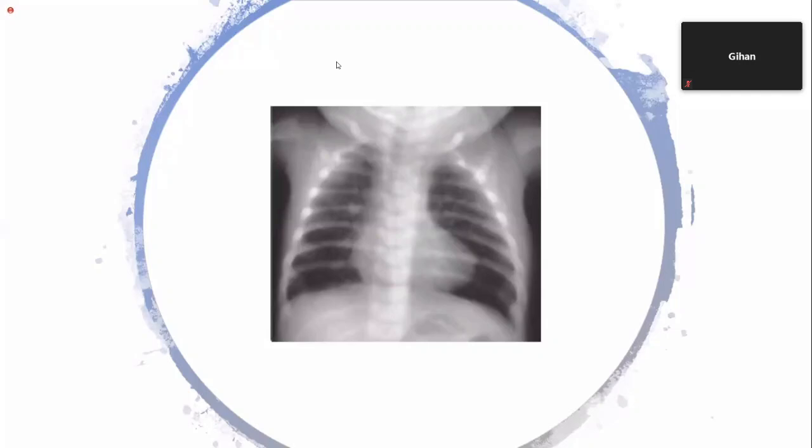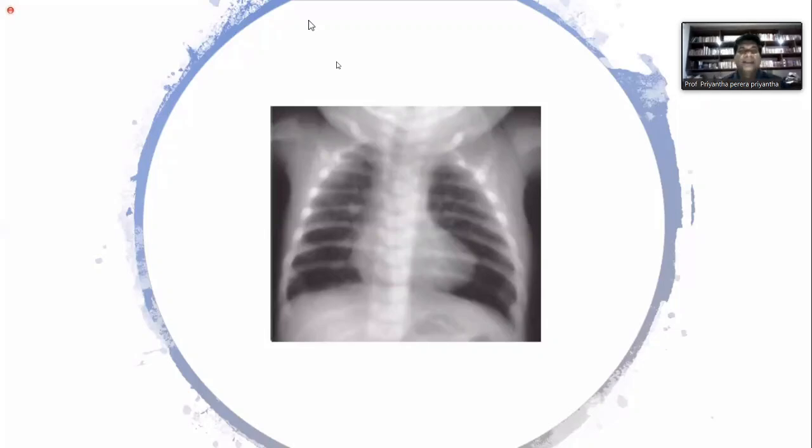Can anyone else guess? Anybody else? It's similar to tetralogy of Fallot, but it's not tetralogy of Fallot. Yeah, it's critical pulmonary stenosis, pulmonary atresia, right? Pulmonary atresia. Sorry? What is it?